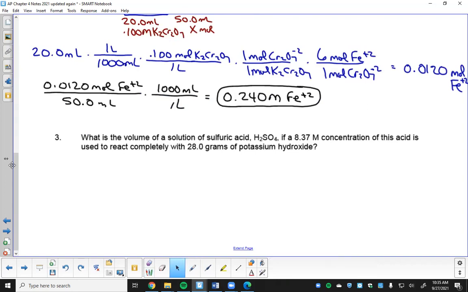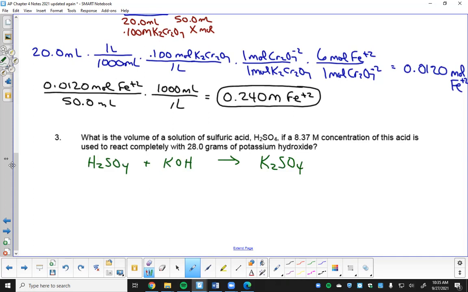Three is a really simple one, actually. We'll just scratch it out real quick. Sulfuric acid and potassium hydroxide reacting. You're going to make some kind of salt, in this case potassium sulfate and water. The two hydroxides will react with the two hydrogens, so I'm going to need two of these. I'll make two water molecules.